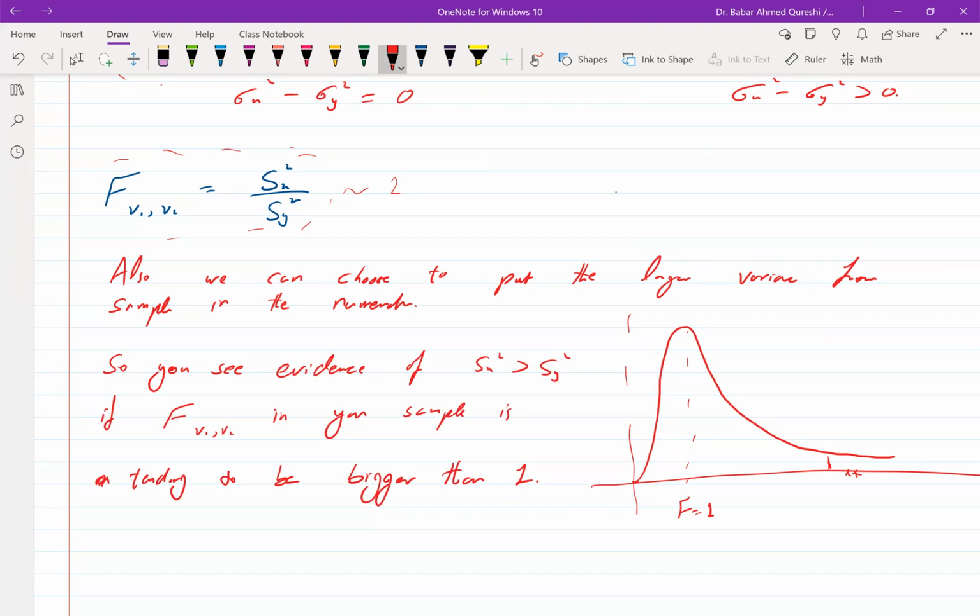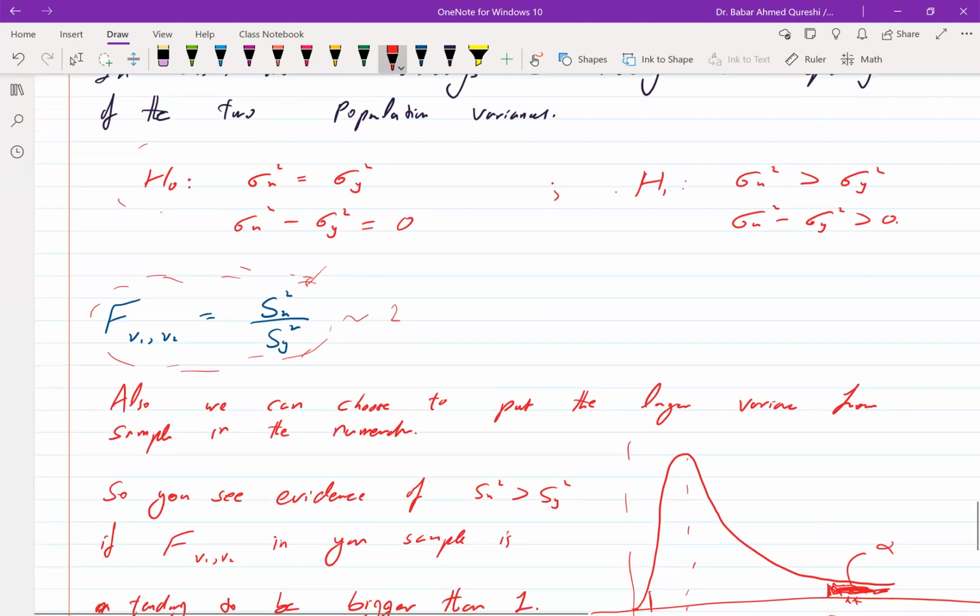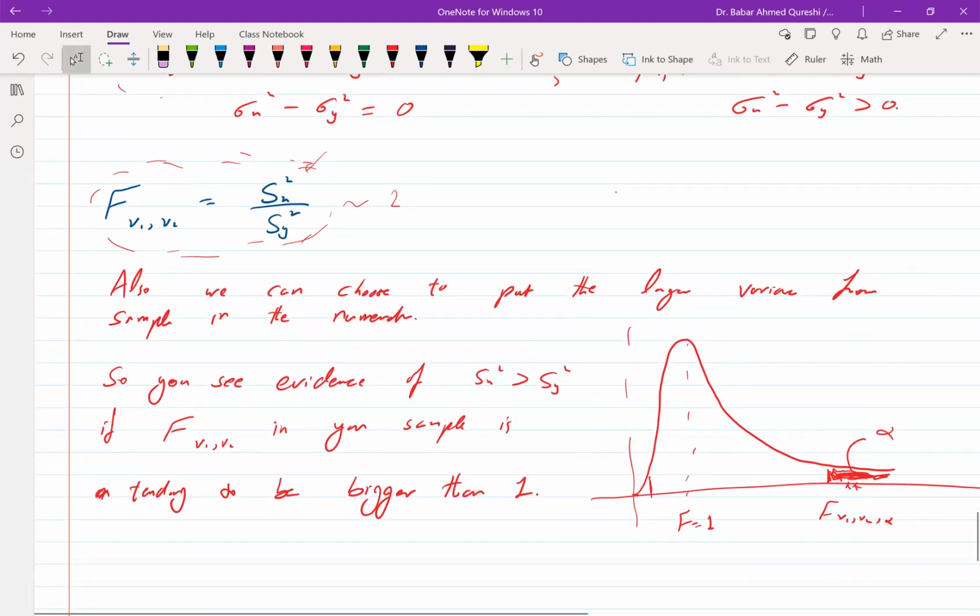So that means you never have to look at this tail, because if you always put the bigger variance upstairs from your sample, then your F computed from your sample will always be bigger than 1. So you just have to compare it with a critical value. If this is alpha, there will be a critical value here. You just compare it with the critical value on the right tail, because by arranging it this way, you will never see a number smaller than 1. And then you can test.